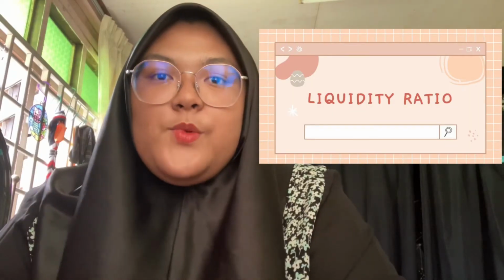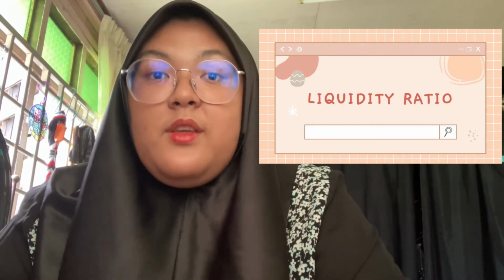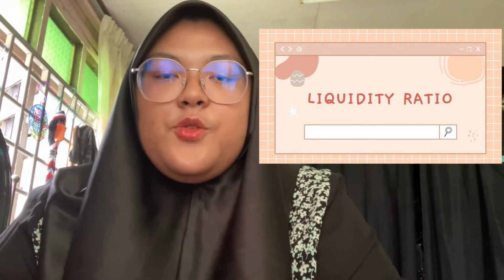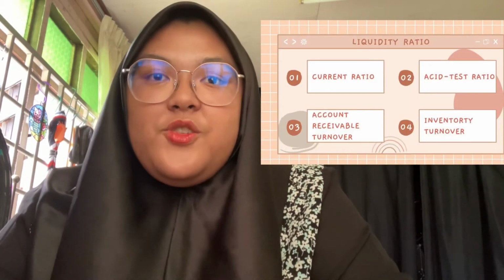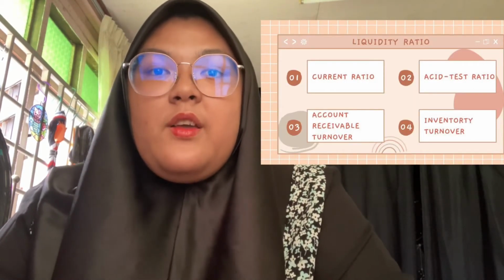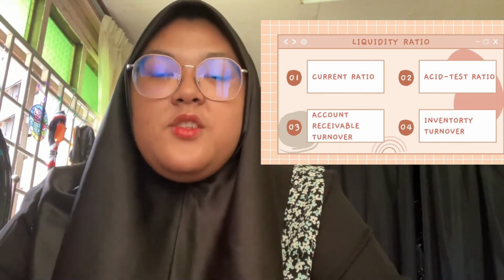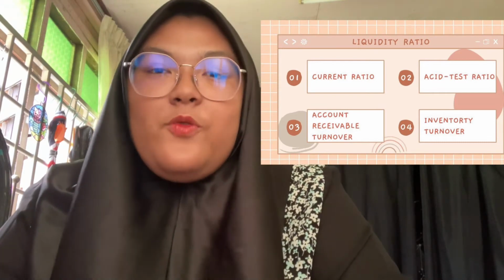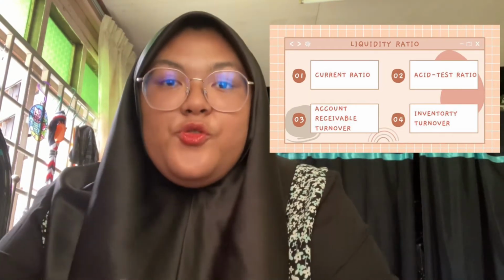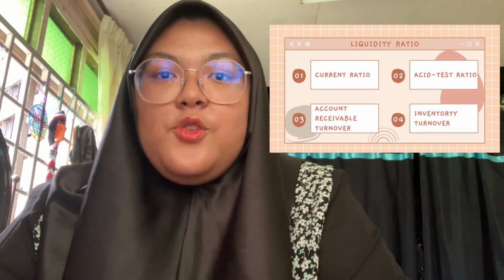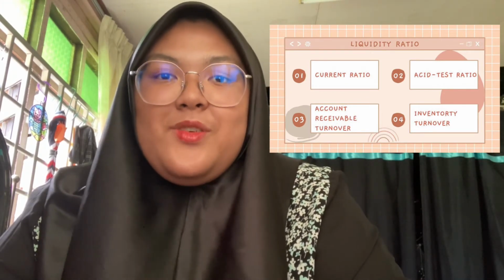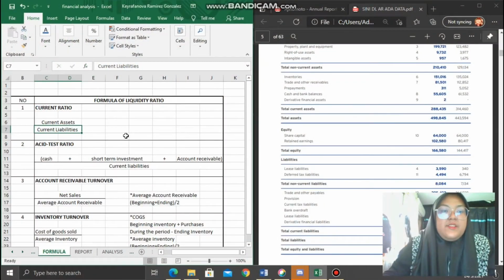Now I would like to explain the liquidity ratio analysis for Ajinomoto Malaysia Berhad and Dutch Lady Milk Industry Berhad. Liquidity ratio analysis consists of current ratio, acid test ratio, account receivable turnover, and inventory turnover. Through this presentation video, I will show how I do the calculation on all the liquidity ratio analysis. Now, let's first start with the current ratio.